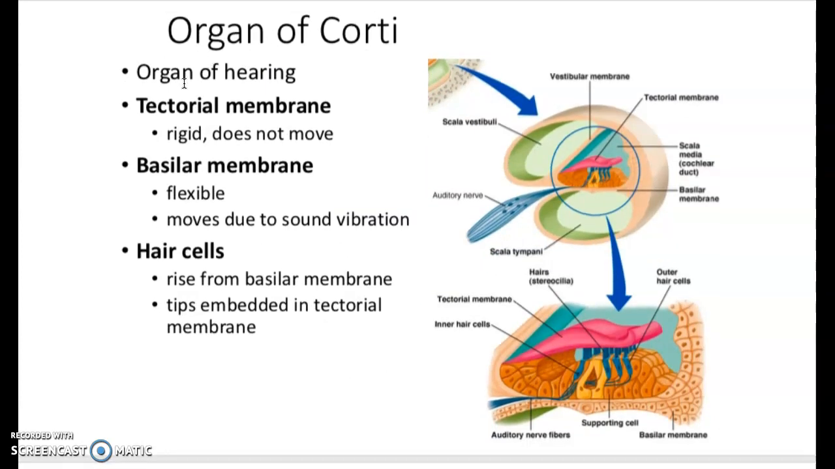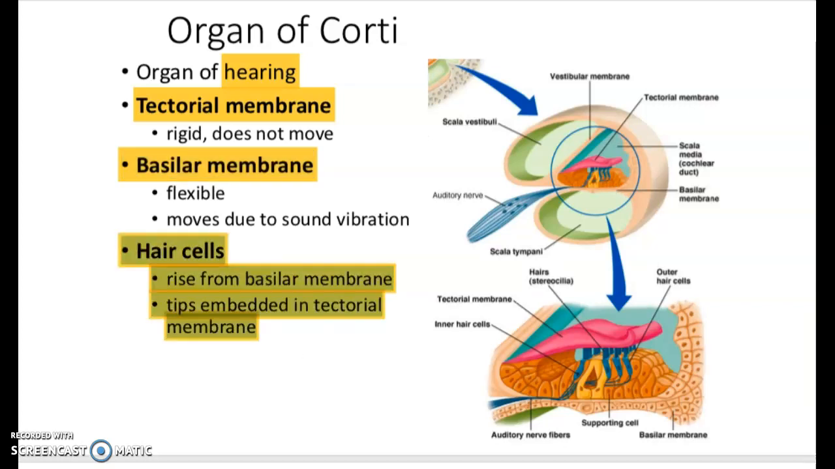So the organ of Corti here is basically the organ of hearing. There are 2 membranes, the tectorial membrane and the basilar membrane. The tectorial membrane is on top here. It's rigid, it's not moving. Basilar membrane is flexible and it's moving from the sound vibration. Little hair cells come up here from the basilar membrane and then attach to the tectorial membrane.